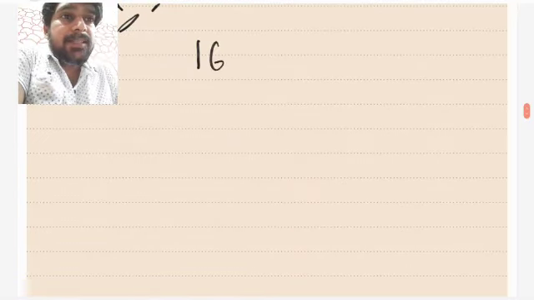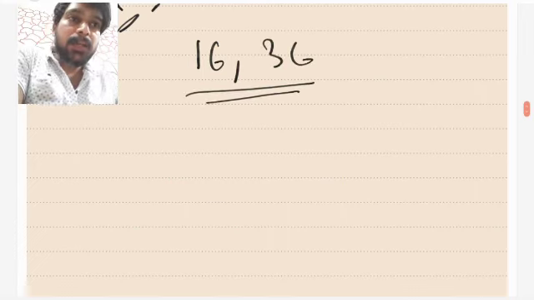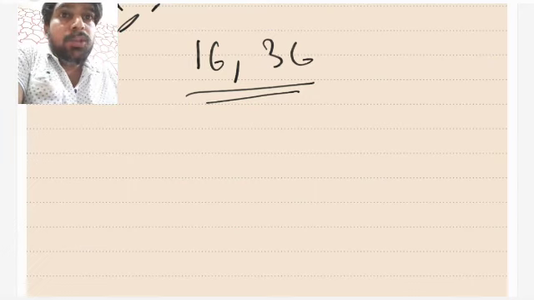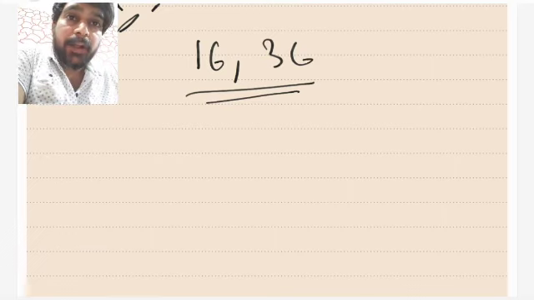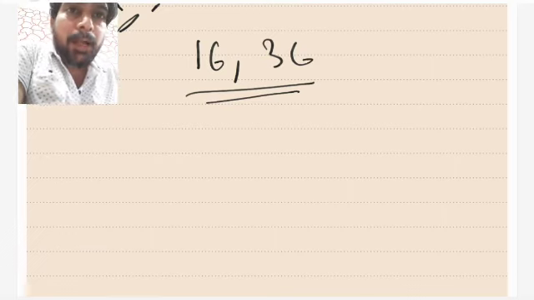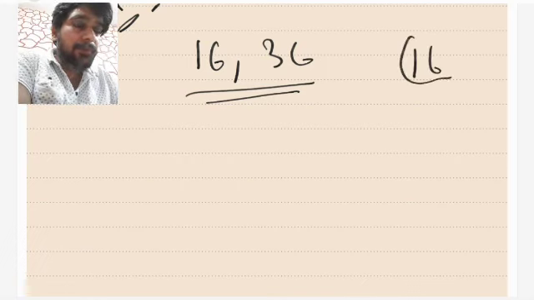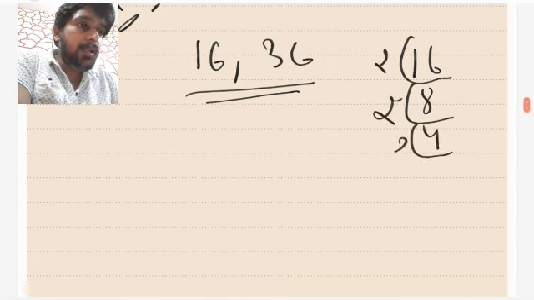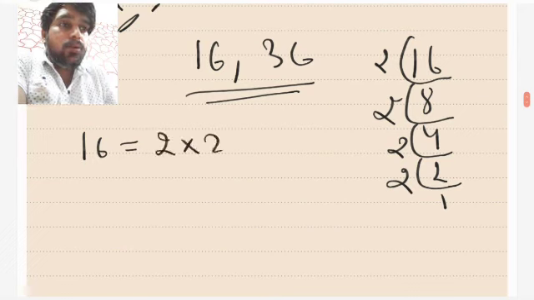So I am taking two numbers, 16 and 36, to find out the HCF and LCM of these two numbers. What you have to do is first find out the prime factors of 16 and 36. If you are provided with numbers to find their HCF, first you have to find their prime factorization, right? So first let me find the prime factorization of 16. Divided by 2, it comes 8, then again by 2 it comes 4, then again by 2 it becomes 2, and then by 2 it becomes 1. So the prime factorization of 16 is 2 into 2 into 2 into 2, right?